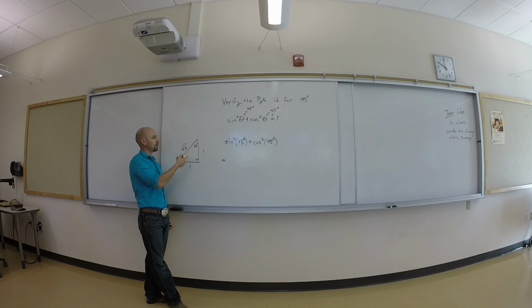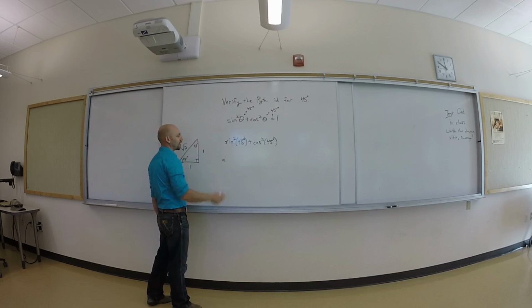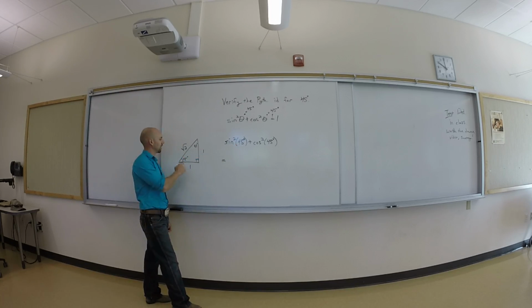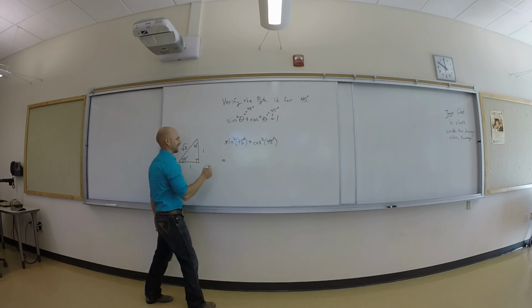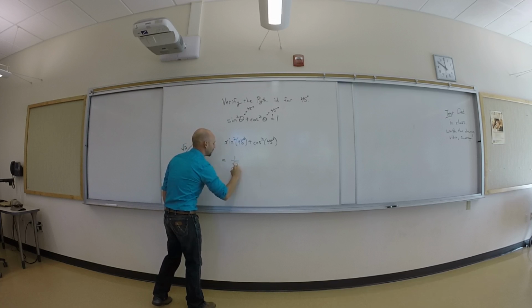So which 45 do you want to look at? It doesn't matter. It doesn't matter at all. I'm going to pick the bottom left one, right? Because for some reason that one feels like the angle I'm dealing with, but it doesn't actually matter. So if I want the sine of 45 degrees, that's the opposite over the hypotenuse. So I got 1 over the square root of 2.